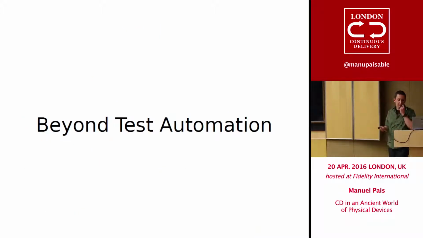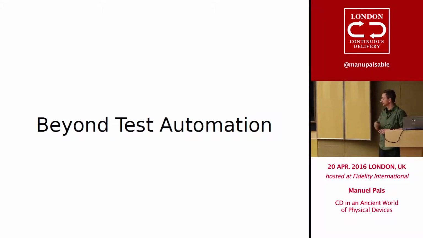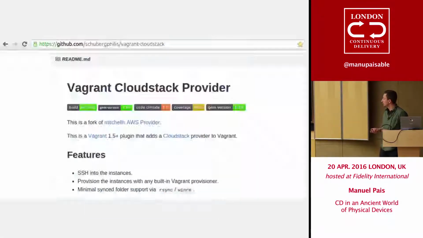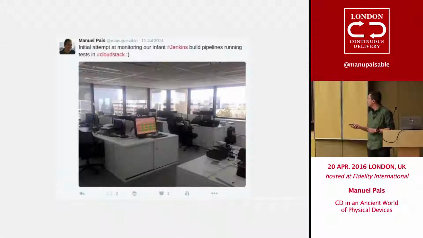So finally, to talk a bit beyond what we did in terms of test automation, which was all what I focused on before. Sorry about that. In terms of other things we did in terms of continuous delivery, which was a big thing for me, a big revelation, we had our first build pipeline in Jenkins.